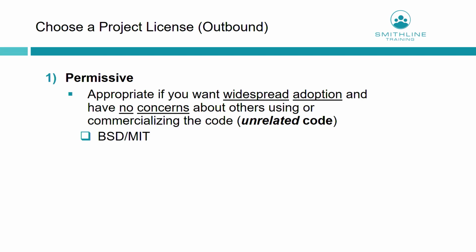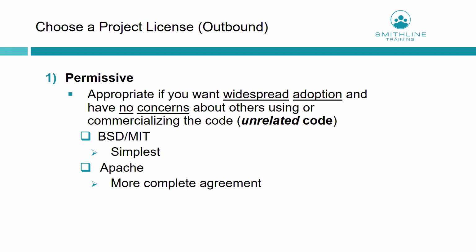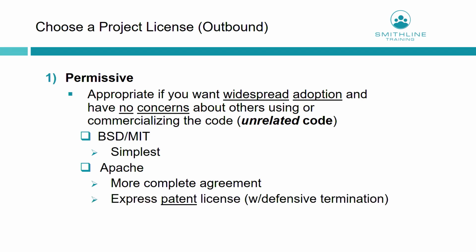Here you have two main options, either BSD or MIT, and those are the simplest, or the Apache license. Now the Apache license is nice because it's the most complete agreement, but you should note that unlike BSD and MIT, the Apache license contains an express patent license grant from you as the contributor, or the project lead in this case, out to the world. It does have defensive termination, but you're still making a patent license. So if you choose the Apache license, just keep that in mind with respect to your patent rights in general.